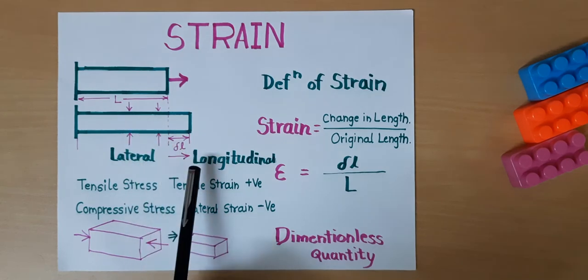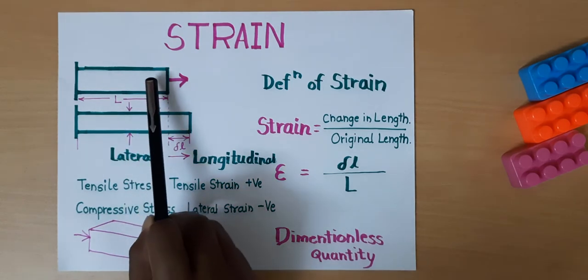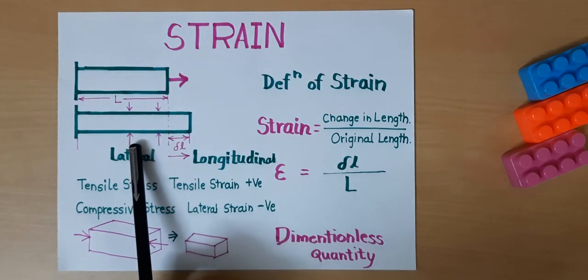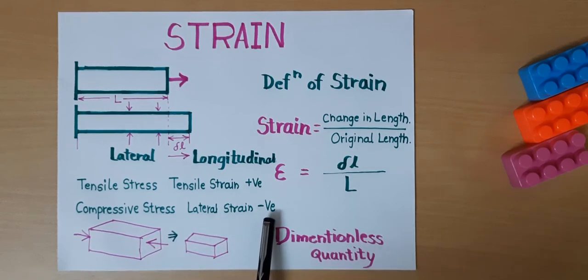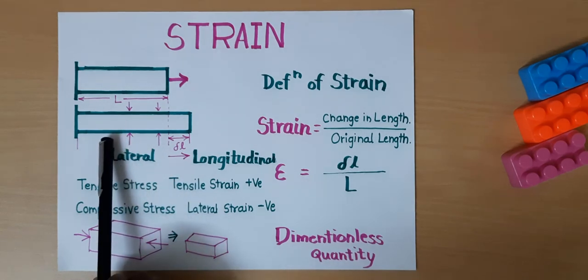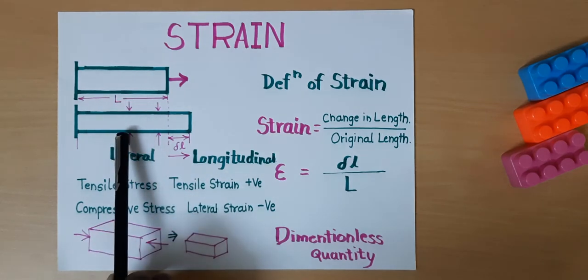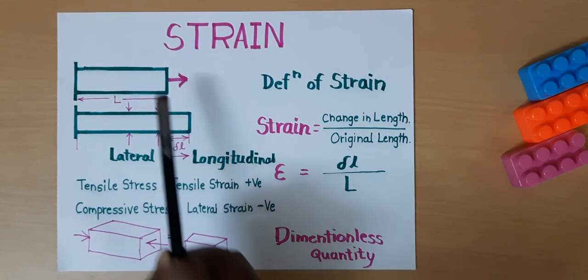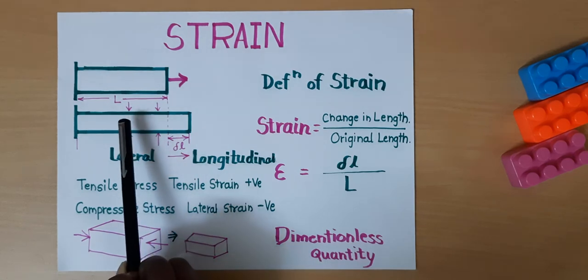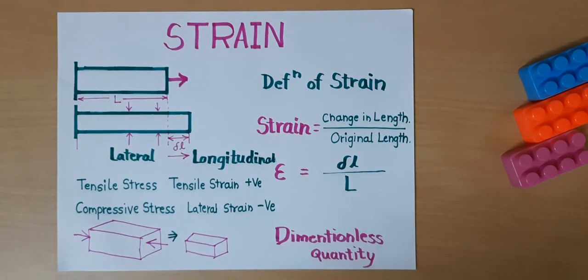But opposite to the length, what happens with the diameter? It is trying to reduce. Earlier diameter D has been reduced to small d. So compressive stress causes lateral strain, which is denoted by a negative value. Here lateral strain will be the change in the diameter, that is, new diameter minus old diameter, divided by its original diameter. So a negative sign comes because the reduced diameter minus the original diameter is negative.